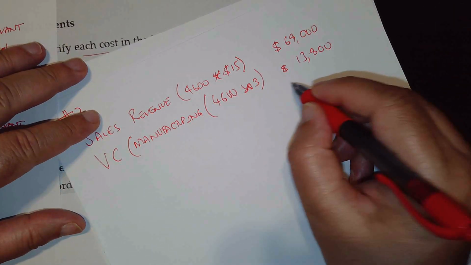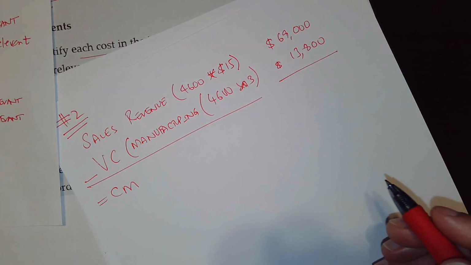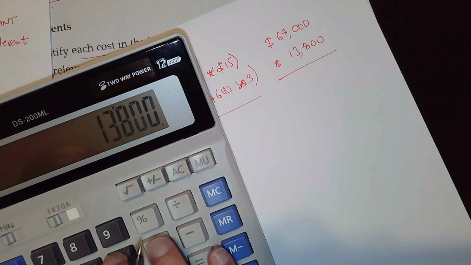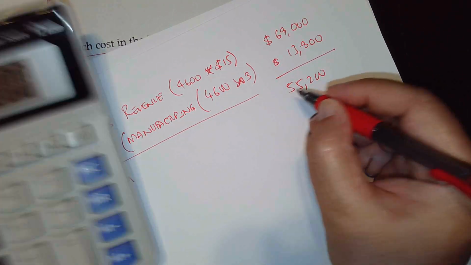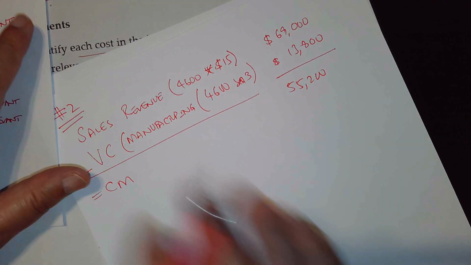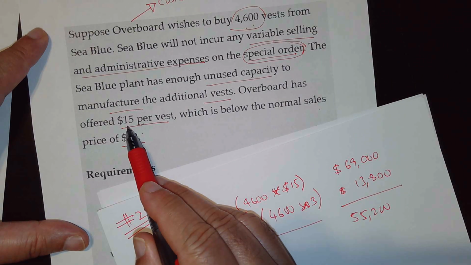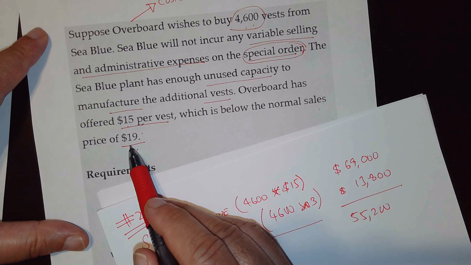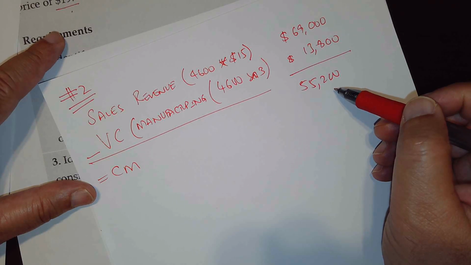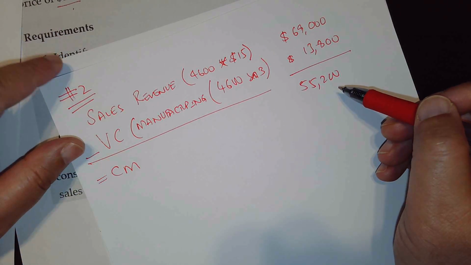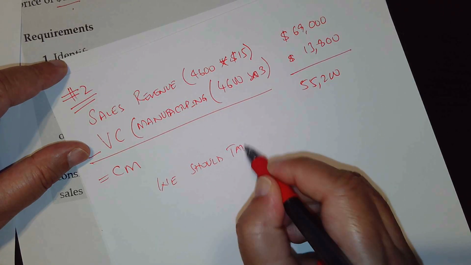So we have no other cost. The contribution margin would be $69,000 minus $13,800, which is $55,200. So if we take this order of 4,600 vests and sell them for $15, not for $19 that we usually do, we still would increase our contribution margin by $55,200. So I believe that we should take this order.